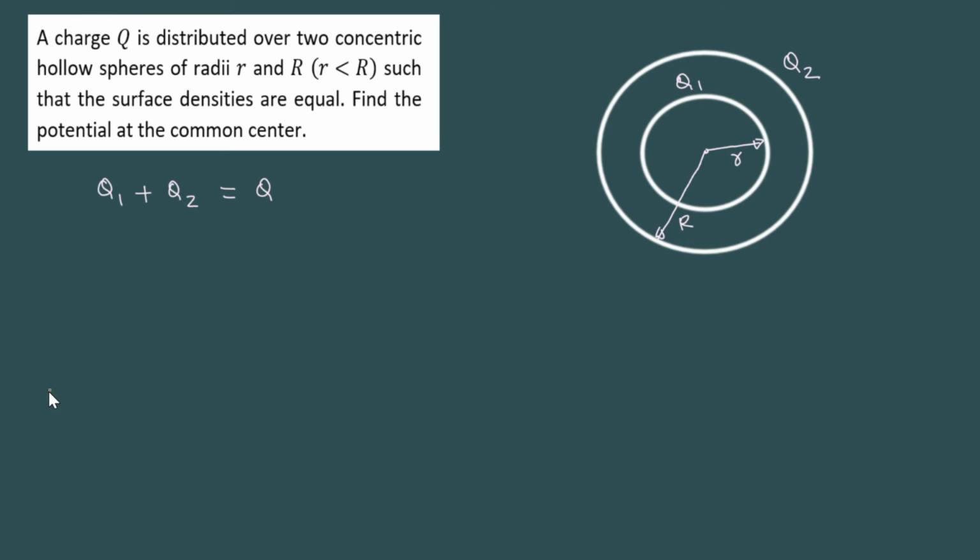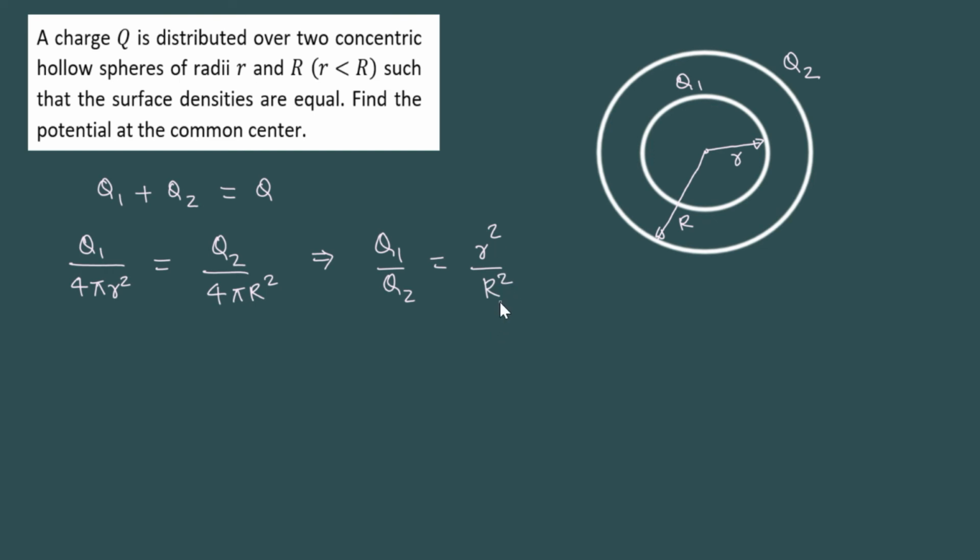This distribution is done in such a way that their surface densities are equal. If I take the surface charge density of the inner sphere, it is just Q1 divided by its surface area, which is 4 pi r square. And the surface charge density for the outer sphere is Q2 by its surface area, which is 4 pi capital R square. These two are equal, so the ratio of the charges Q1 by Q2 is small r square by capital R square.